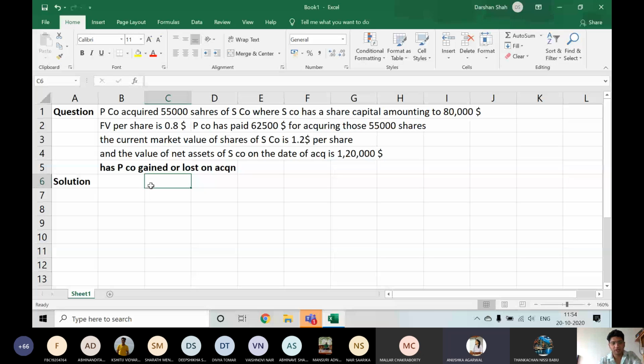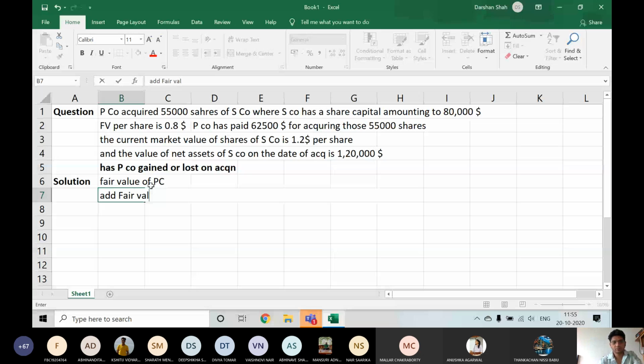So I want the fair value of purchase consideration, add the fair value of NCI, fair value of non-controlling interest. That amount will be compared with the actual value, that is your net asset value of the subsidiary company on acquisition date. And therefore you will get goodwill or capital reserve.